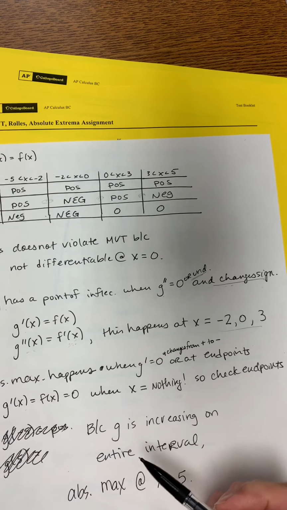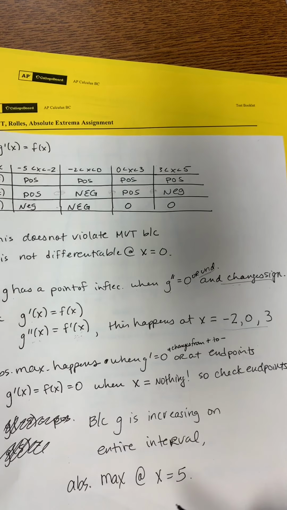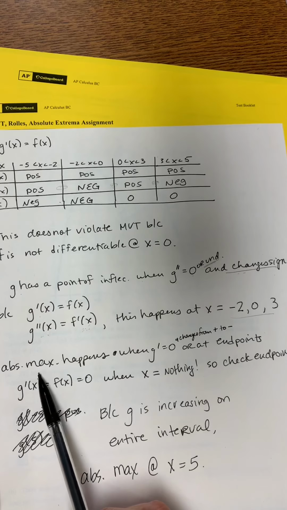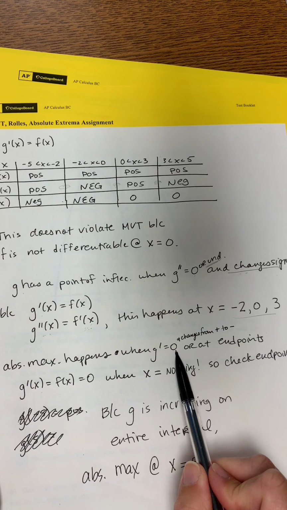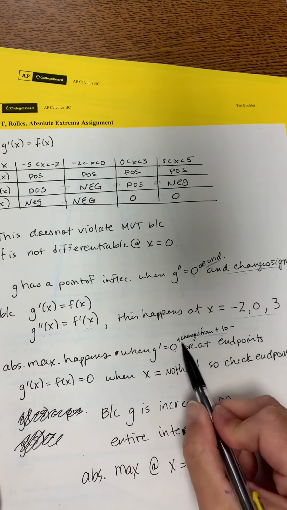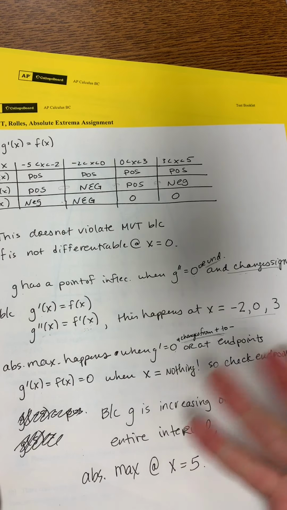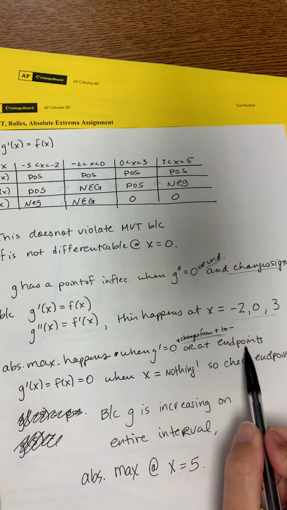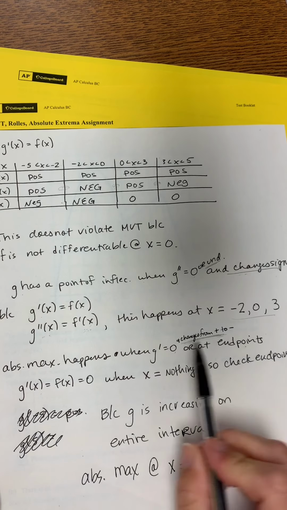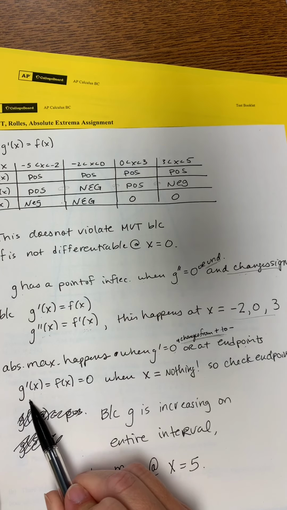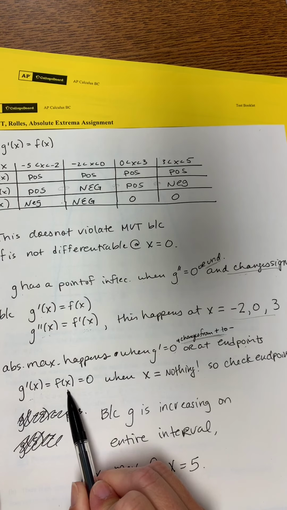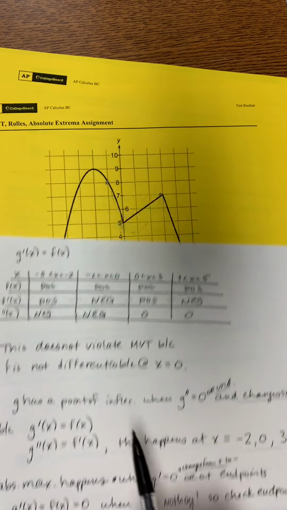Okay, part D, where's an absolute max? So again, go back to what we know. Absolute maxes happen when the derivative of g is 0 and changes from positive to negative, because we do need to make sure we have a max, or at least that's something to think about. Or it happens at the endpoints. So first, when is the derivative of g ever 0? Well, the first derivative of g equals f of x. Where does it equal 0?